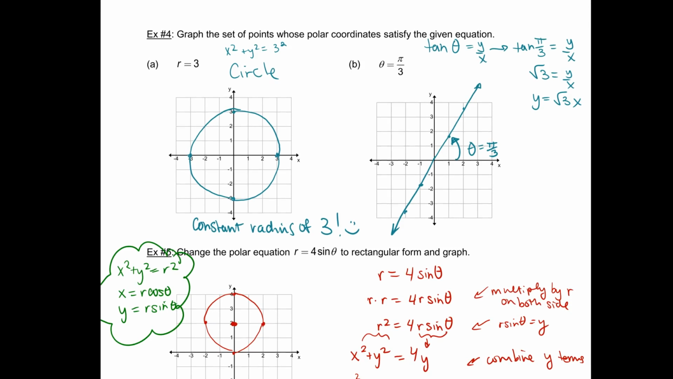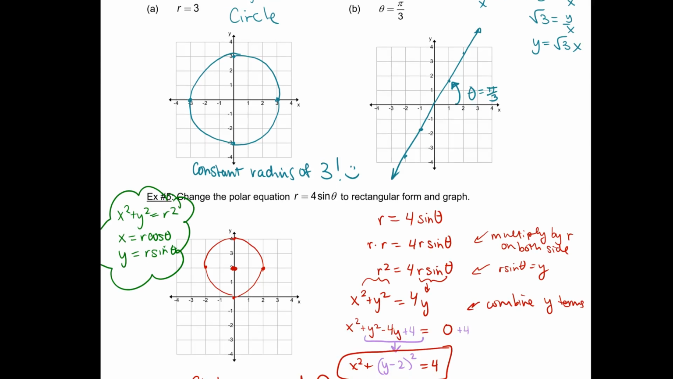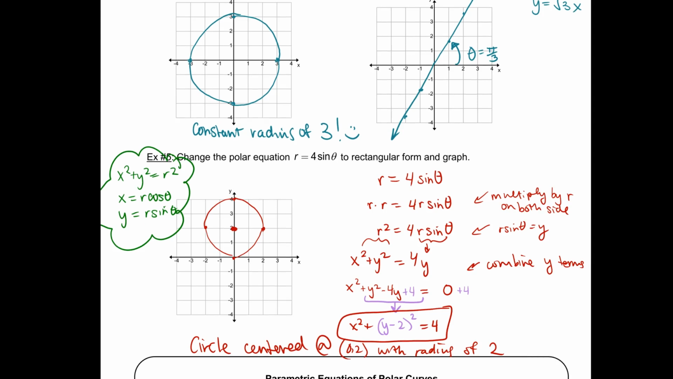If you have your radius constant, that's literally a circle. If you have theta constant, that's just going to be a line. You can change the equation to make circles. If you have r equals something with cosine, it's going to be a circle on the side. If you have r equals something with sine, it's going to be a circle up above or below.